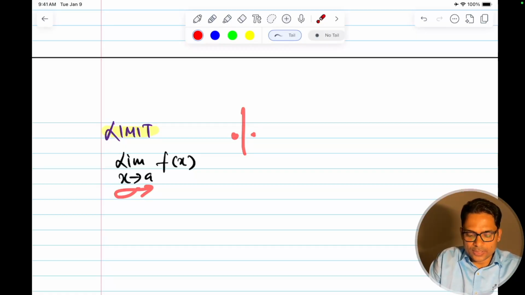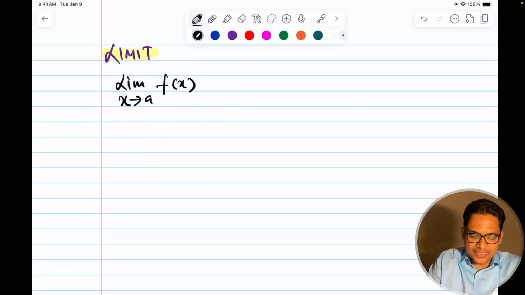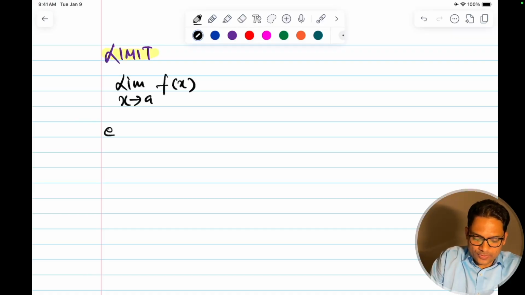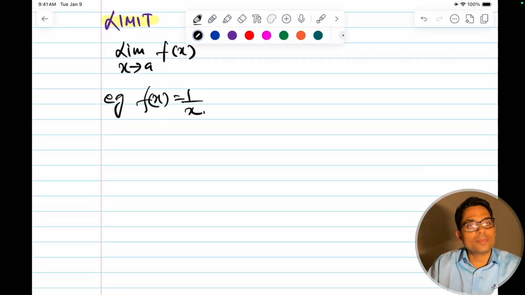Come very close to it. That's what limit means. And it is very useful. It is used to do a lot of calculations. For example, my function f of x is defined as 1 by x. Now let's calculate the limit of it.